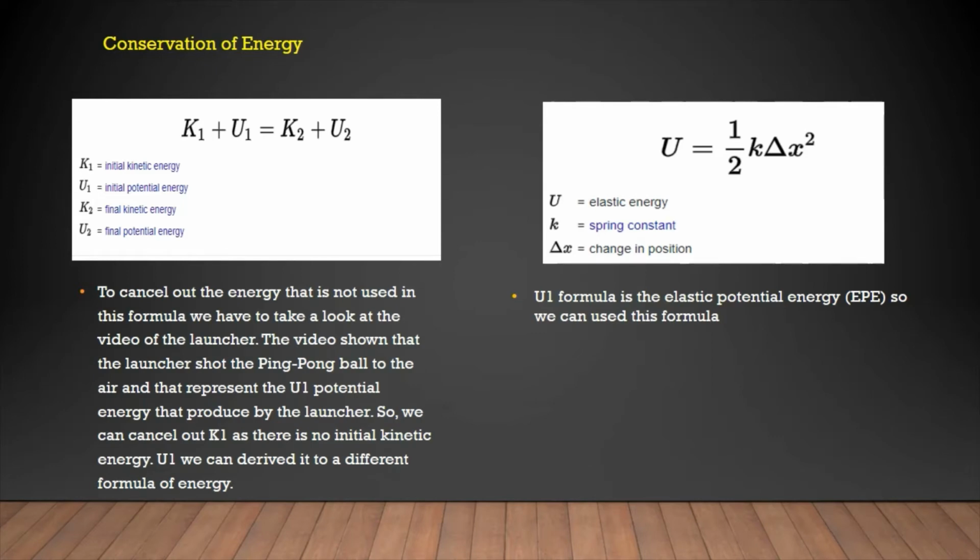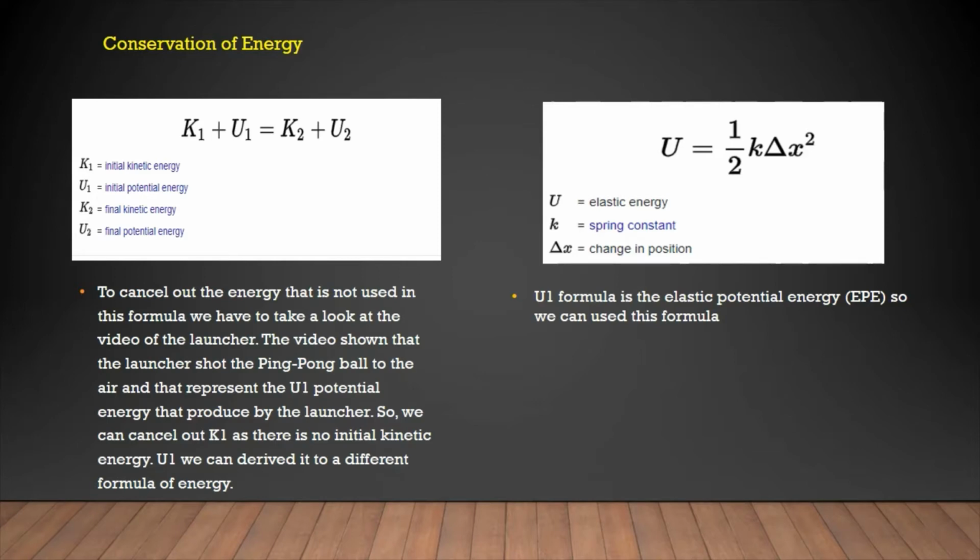And today I would like to present about conservation of energy. So the formula given is K1 plus U1 equals K2 plus U2. So K1 is initial kinetic energy, U1 initial potential energy, K2 final kinetic energy, and U2 is final potential energy.